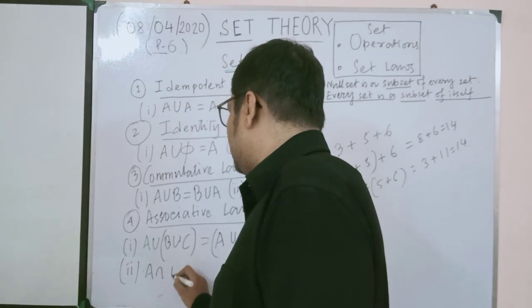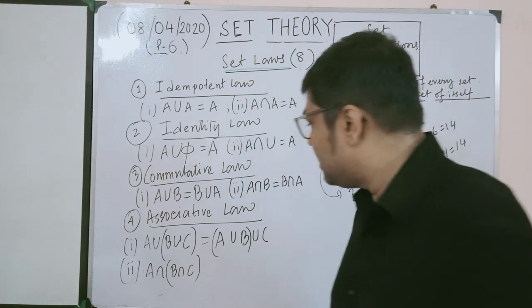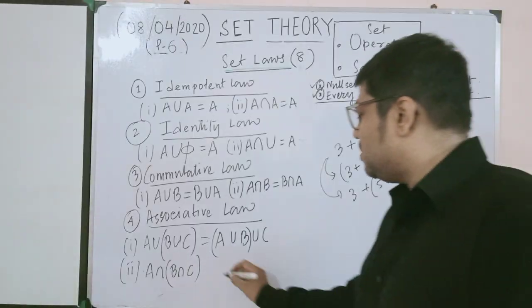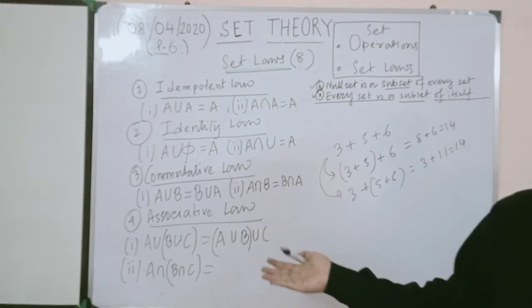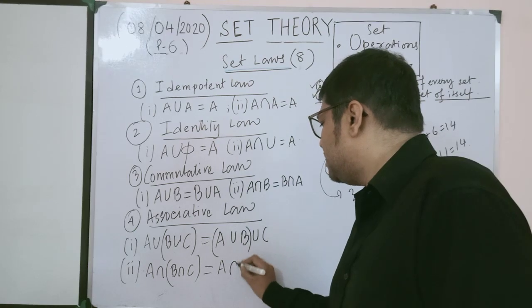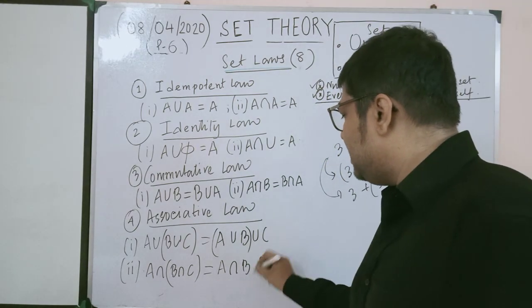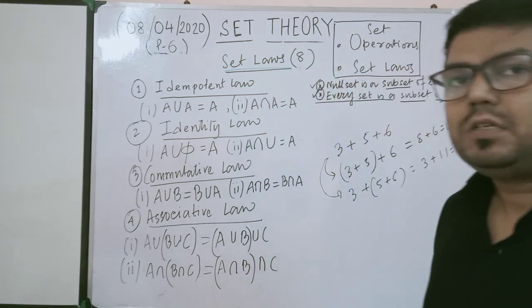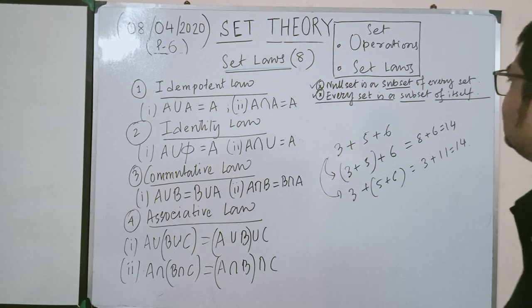Now I will show you the same thing by intersection. So A intersection, you can take different examples for sets A, B, C and try it. You will get the same result. So these are the set laws, they will work. Okay, so basically if I do this operation first, A intersection B and associate with C, you will get the same result. So this is all about the associative law.